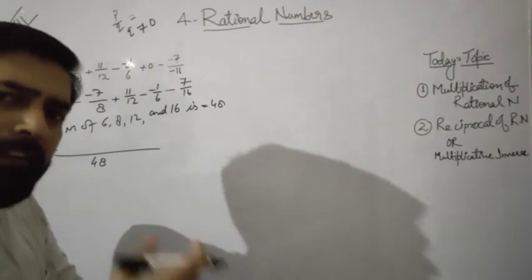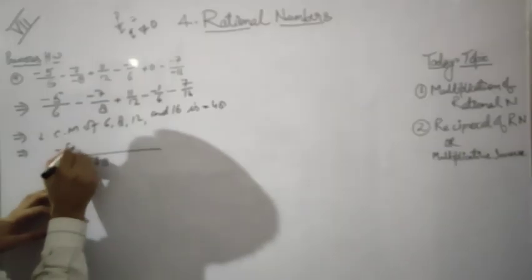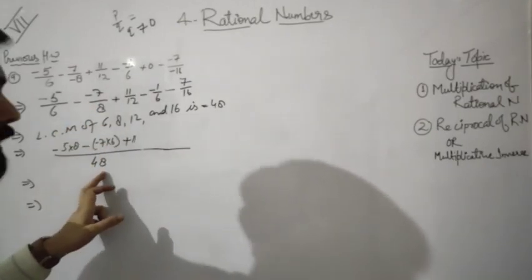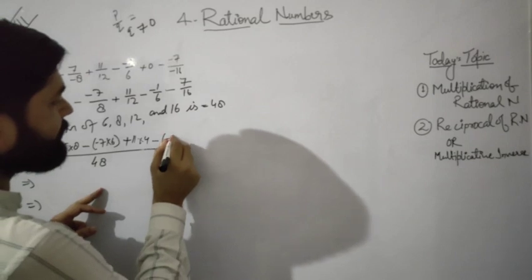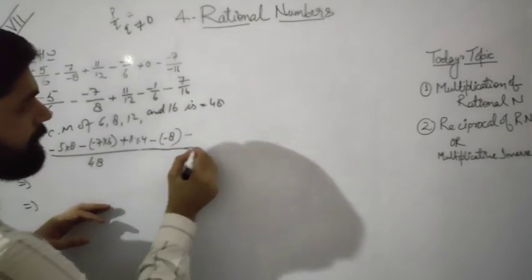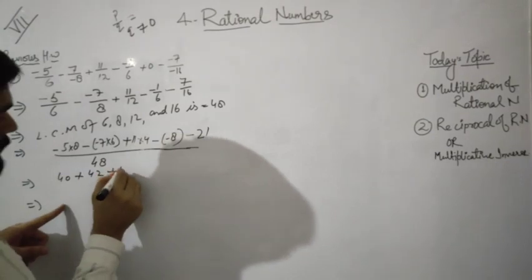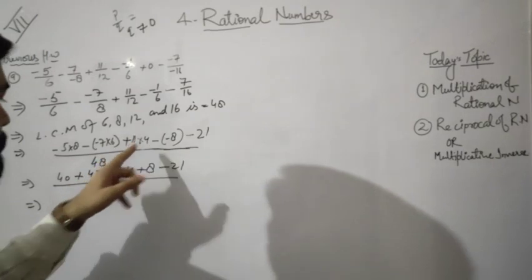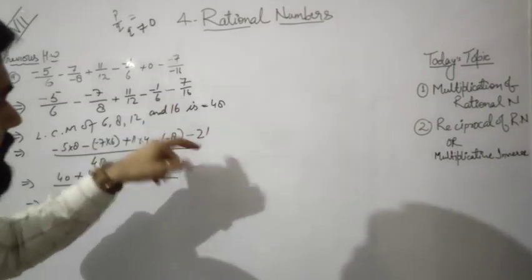You know how we solve fractions, and this is a rational number, so we can solve it the same way. 6 8s are 48, then 5 multiplied by 8; 8 6s are 48, then minus 7 multiplied by 6; 12 4s are 48, then 11 multiplied by 4; then minus 6 8s are 48, then minus 8; then minus 16 3s are 48, then 7 multiplied by 3, which is 21. So we get minus 40 plus 42 plus 44 plus 8 minus 21. 7 6s are 42, minus times minus is plus, 11 4s are 44, then plus 8, then minus 21.